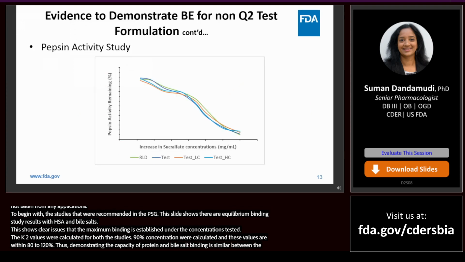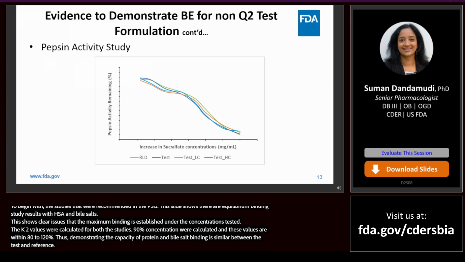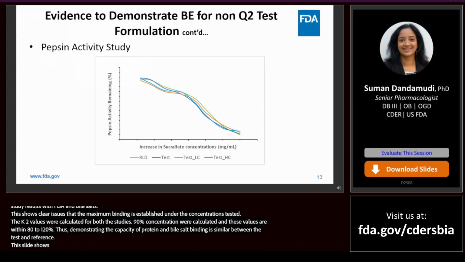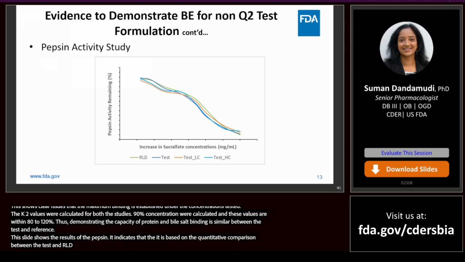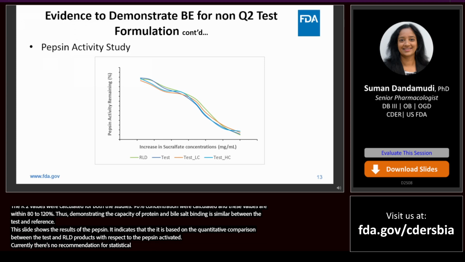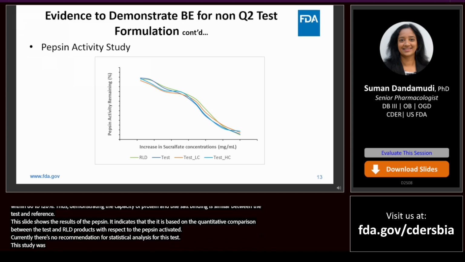This slide shows the results of the pepsin activity study. The PSU recommends that the equivalence is based on quantitative comparison between the test and RLD products with respect to decrease in the pepsin activity. Currently, there is no recommendation for statistical analysis for this test. The study was conducted using the test product, reference product, and the two altered test formulations with low and high amounts of the excipient A.